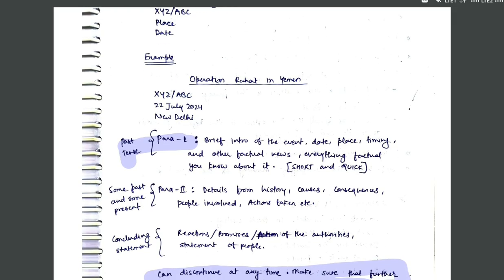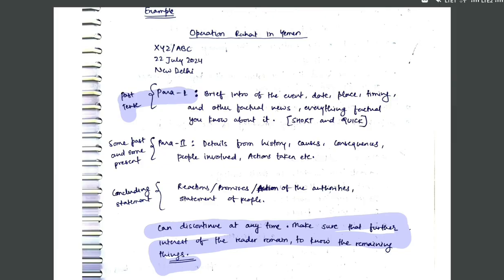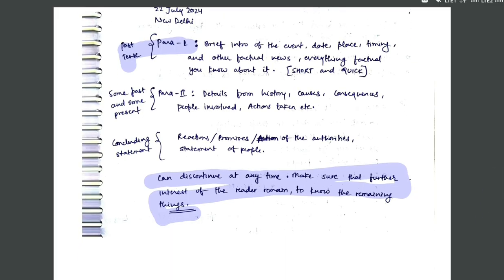Example of Operation Rahat. So in para 1, past tense, then a brief intro of the event, date, place, timing, etc., and other factual news, anything that is short and quick. In para 2 or 3, and then a concluding statement, reactions, promises, action of the authorities, statements of people. And this was one thing: you can disclose or discontinue at any time. Make sure that the reader's interest remains to know the remaining things.